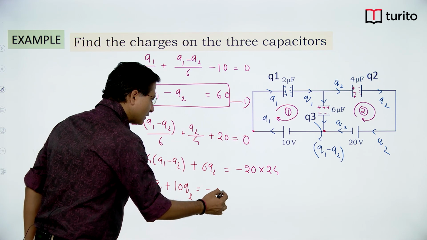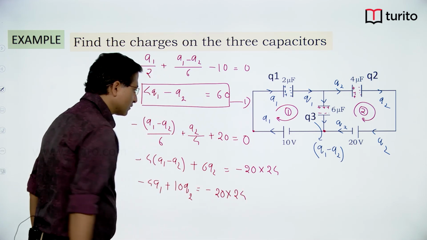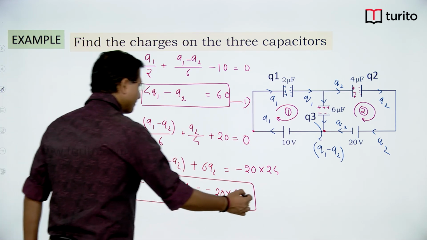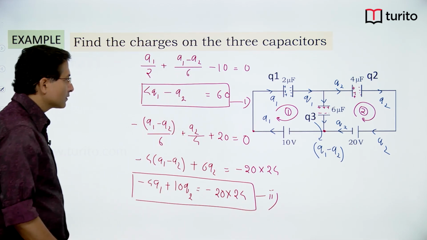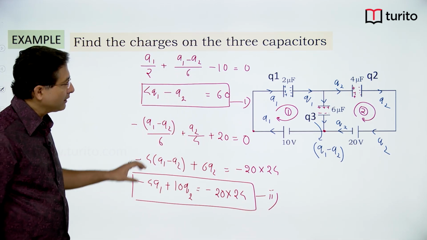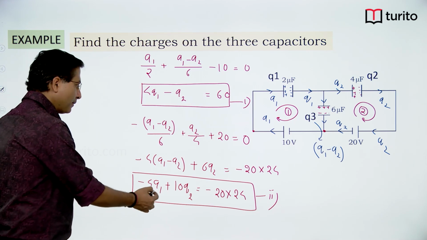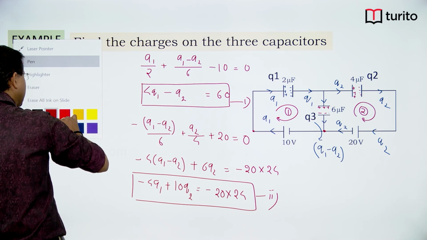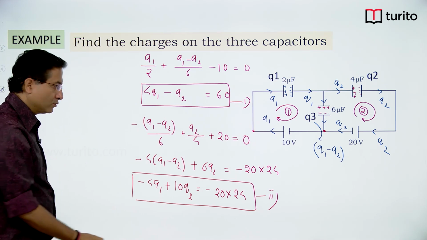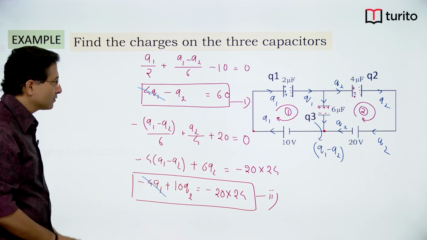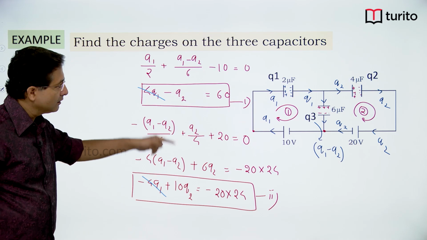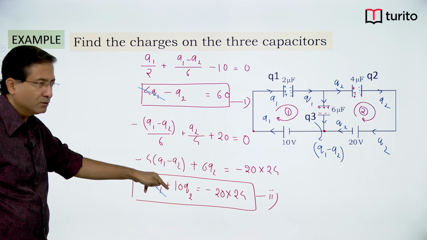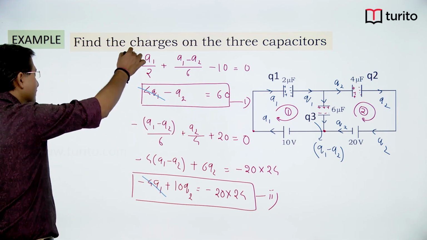Q2 is equal to minus 20 into 24, right. Now, this is our second equation. If I add these two, here I can see minus 4 q1 and here I can see plus 4 q1. So, if I add these two, then this and this will get cancelled out, and here you are going to get 9 q2.